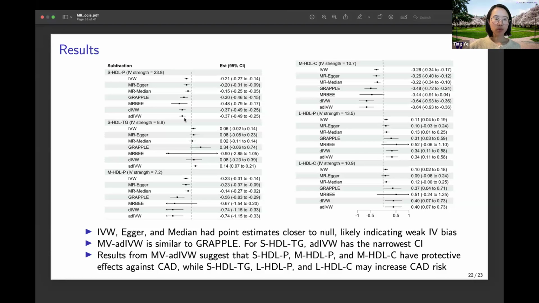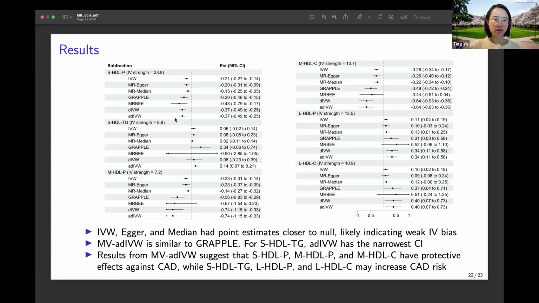And these are the results we obtain. So we have considered 6 subfractions, and their IV strength are here. So we consider all the methods we evaluate in simulations. And essentially what we see is that the IVW, Egger, and median point estimators are all closer to null, likely indicating weak IV bias, because of what we know theoretically and in simulations.